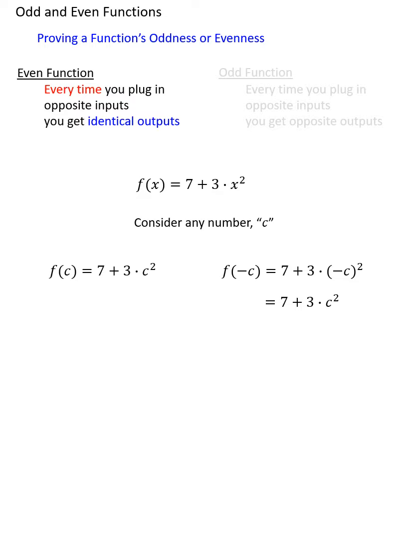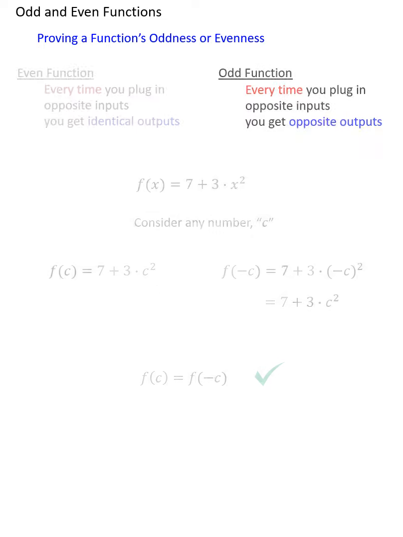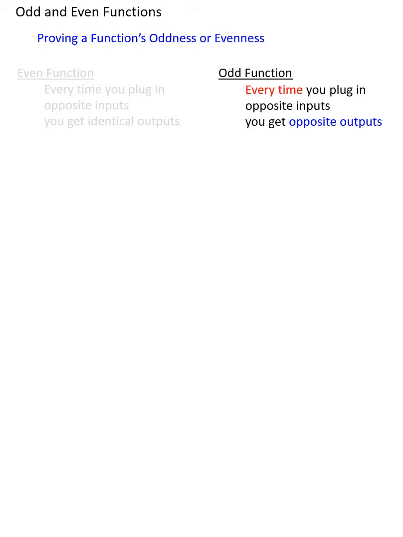Well, I haven't actually plugged in a specific number into my function f, have I? But I have plugged in c and negative c. And the algebra shows that I get the same result when I plug in opposites. And therefore, these two quantities are equal for every number I could plug in, because c represented any possible number. And that meets the condition that proves that the function is even. Now let's take a look at an example of proving that a function is odd.